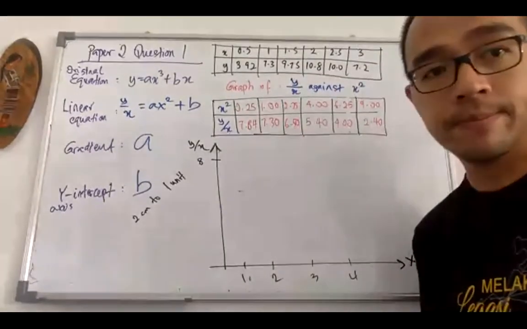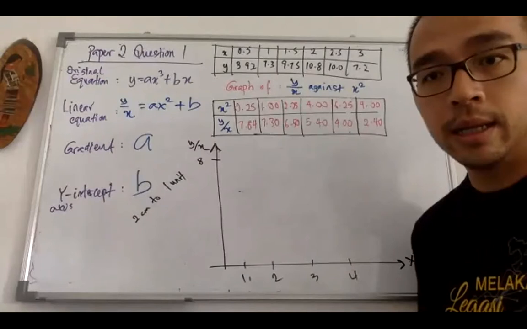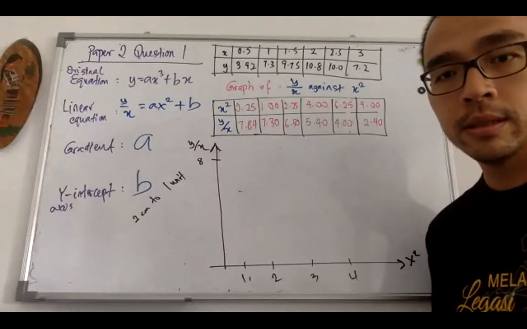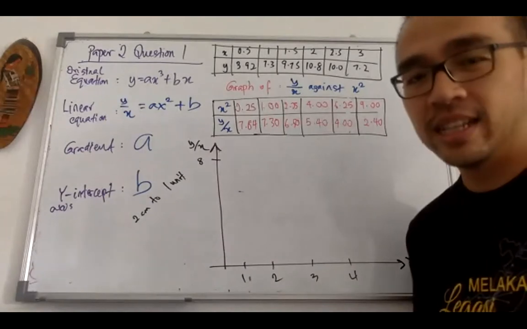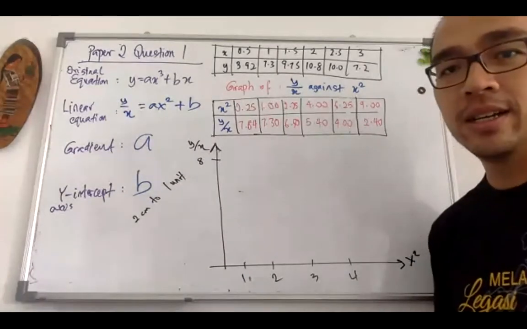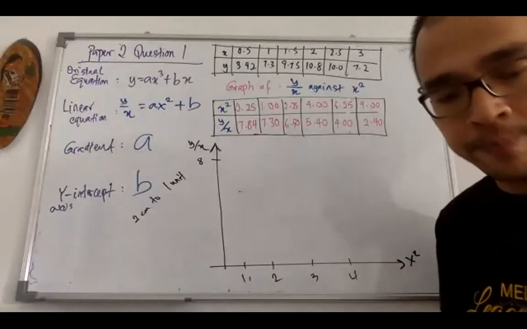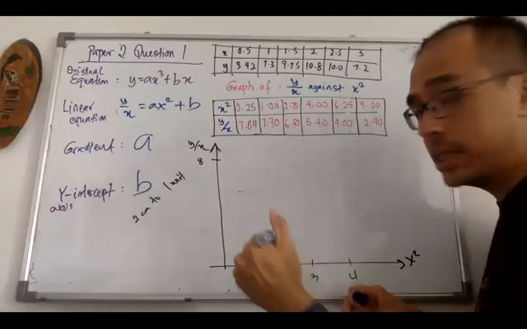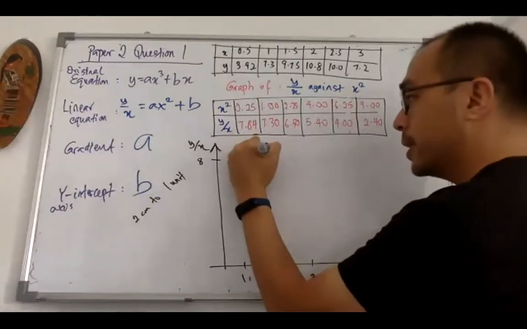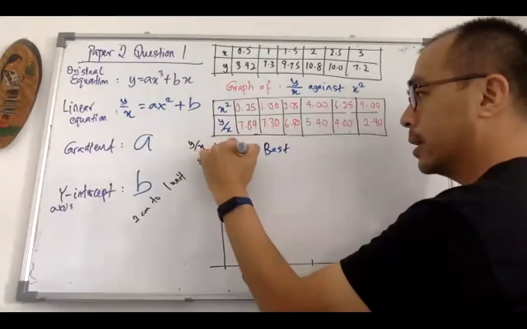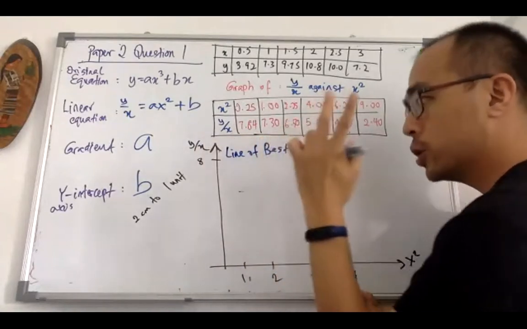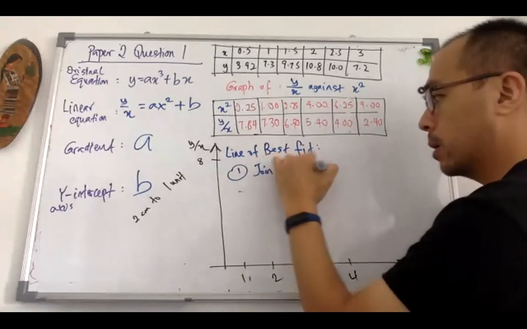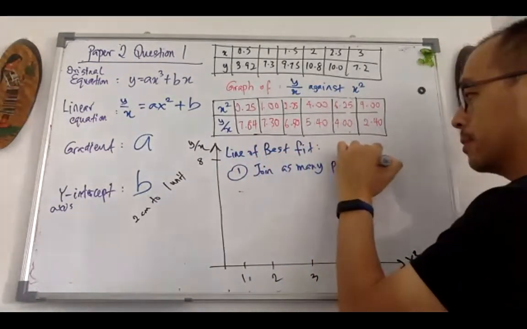Yes, Aris. Line of best fit. What about it? Yes, that's why it's called a best fit. The two rules of best fit, especially since this is probably new for the AC students. The line of best fit follows two rules. The first rule is to join as many points as possible.